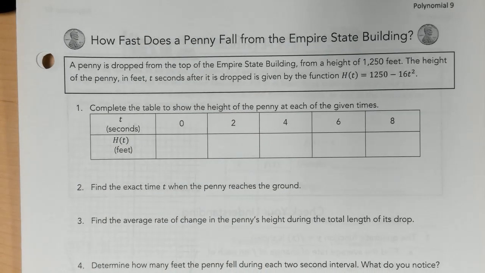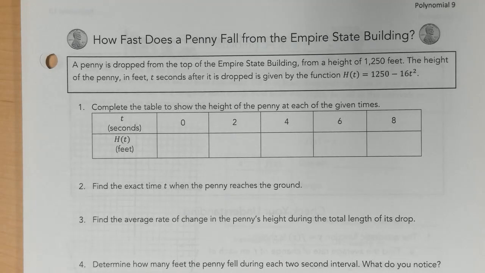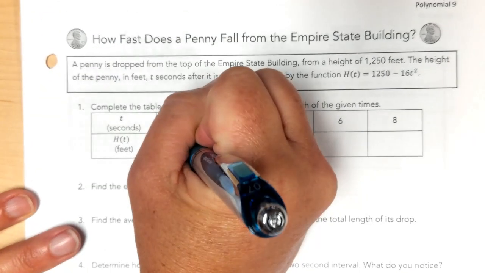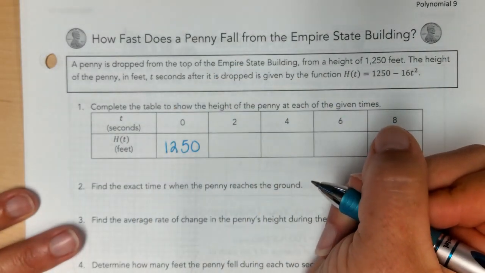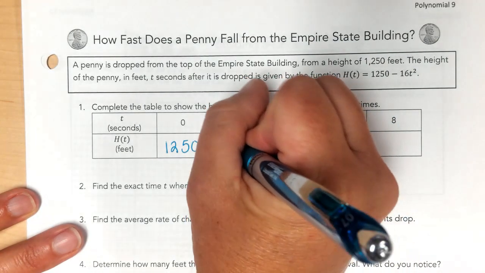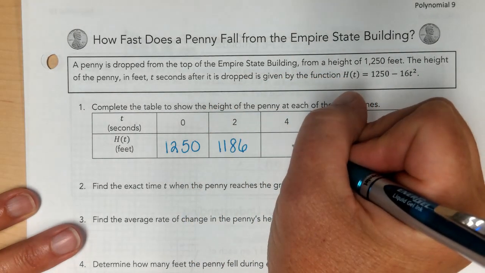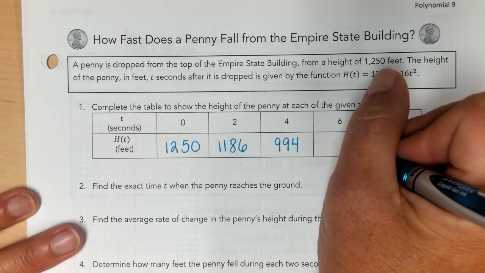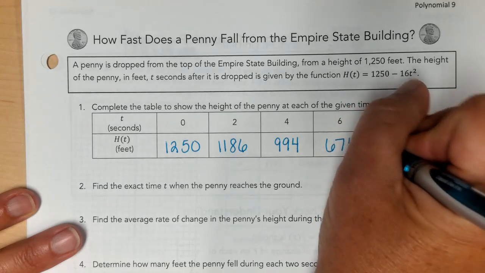Okay, so on here we read the scenario up top, and so we wanted to fill in the table. So at 0 seconds, what did we get for the height of the penny? 1250. And for 2 seconds, we got... And for 4 seconds? 994. 6 seconds? 74. And 8 seconds.